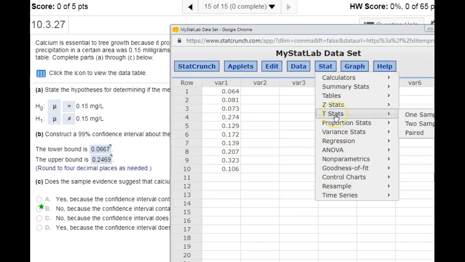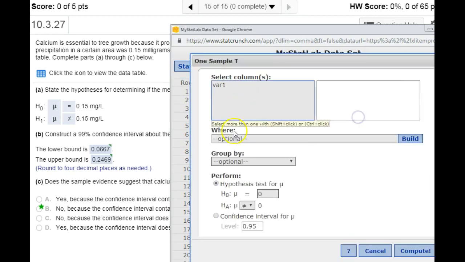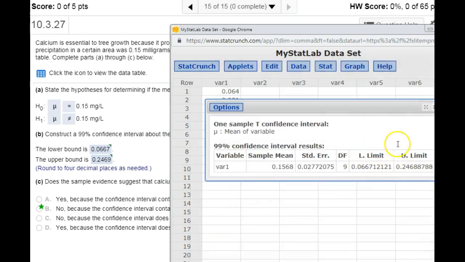I need to use t-stats because I do not know the population standard deviation. I just have this data here from my sample. And so I'm using t-stats. There's my sample in that column. And then I'm doing a confidence interval. And it says 99% confidence interval. So once I hit compute there, I'll get the lower and the upper limits.